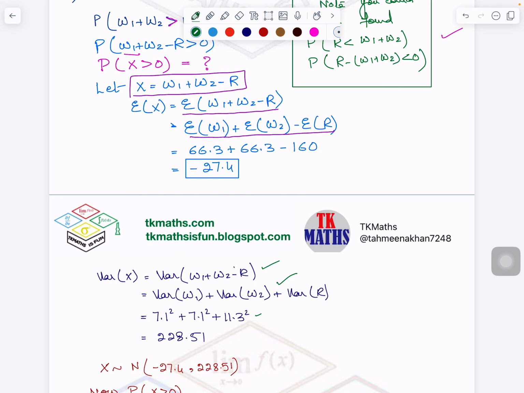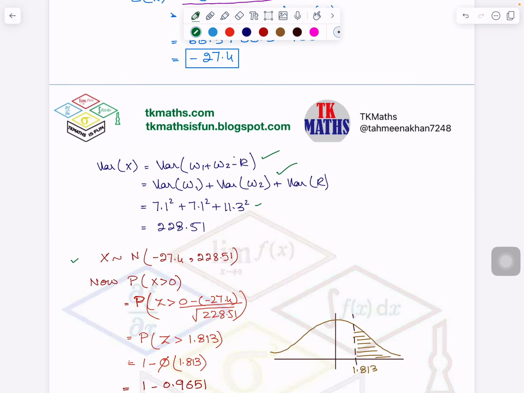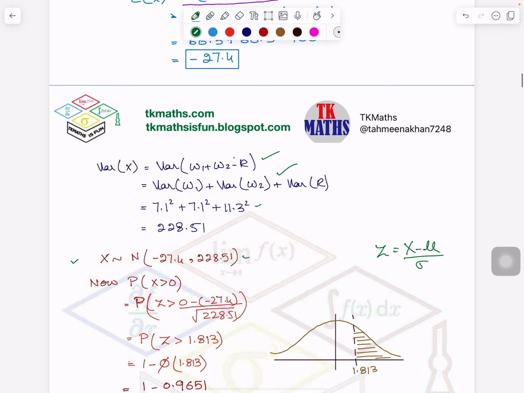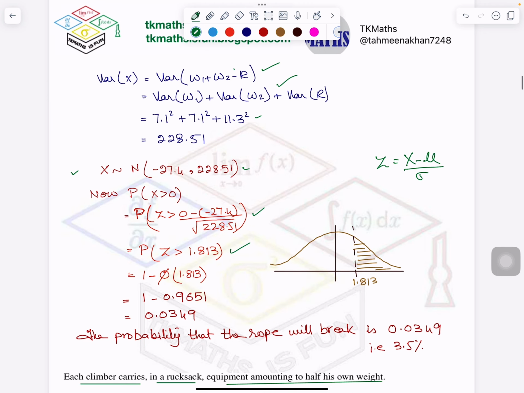So now I have the new distribution for x, which is representing the situation, w1 plus w2 minus r. And now we know z is equal to x minus mu over standard deviation. So using this, I will solve the question now. You can see here, I have substituted the value, I have calculated the value.